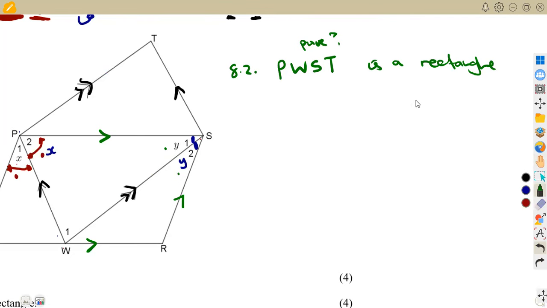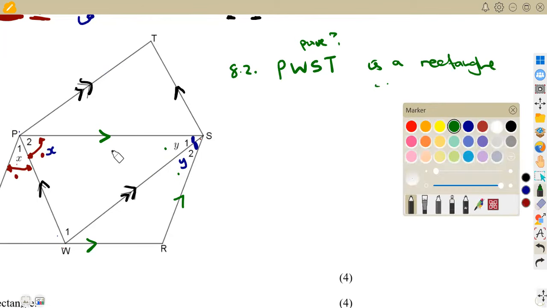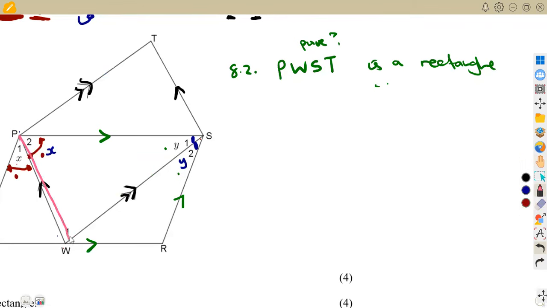Can we prove this? Okay, let's take it this way. If this is a rectangle here, PWST, like this, remember a rectangle is a parallelogram. Remember a parallelogram is actually the mother of the quadrilaterals: rectangle, square, and the rhombus. I talked about this. And you're going to see that the special part of a rectangle is that it's a parallelogram, right? All right, let me define this.